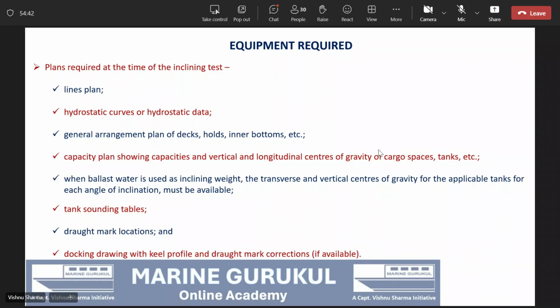So you can just say a set of plans. For example, you can give 2, 3 plans if you don't remember everything. But yes, there will be certain plans and booklets like hydrostatic particulars, tank calibration tables, etc., which will be definitely required for the experiment.